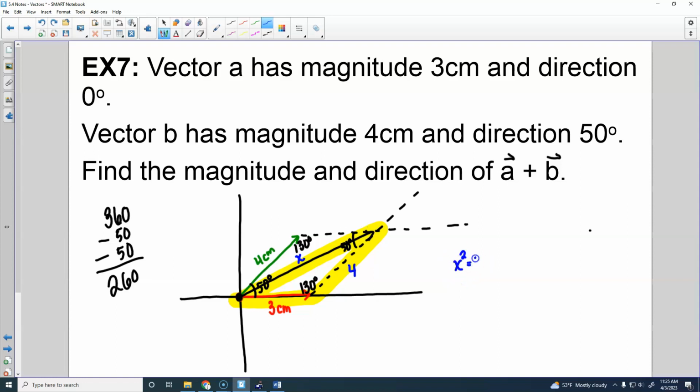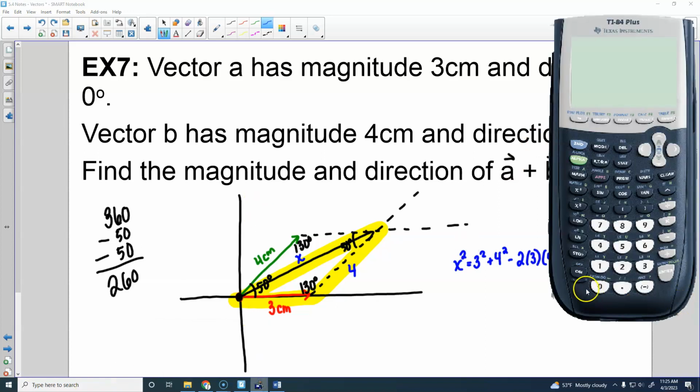X squared would equal 3 squared plus 4 squared minus 2 times 3 times 4 cosine of 130. And so that will give us this number. We need to take the square root of that number, and we'll get 6.358.